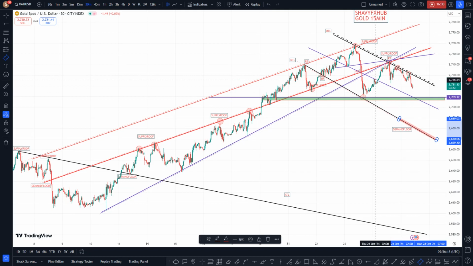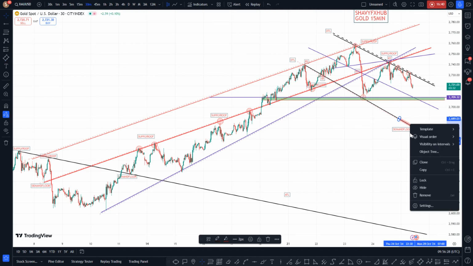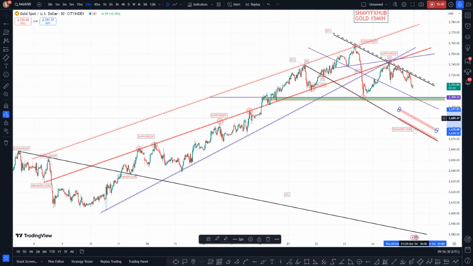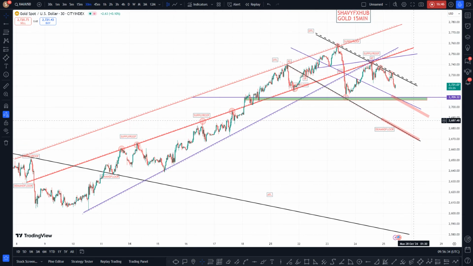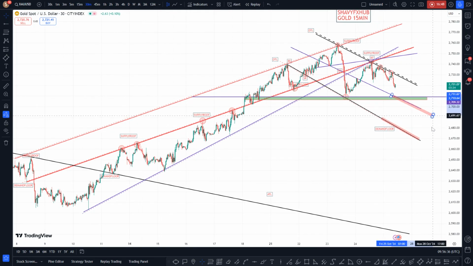Now price has broken from the resistance structure to return on demand. So I want price to pull into this level for a buy. So watch this trend. We want to see price pull into this pattern, pull into this sell angle, into the buy angle, and do what is expected based on the Shavyfxhub strategy.